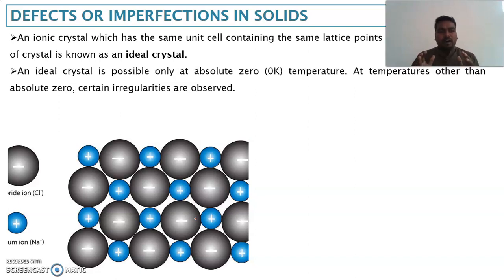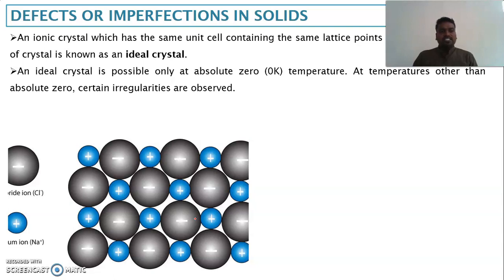The crystal has perfect arrangement when it is at absolute temperature. That means 0 Kelvin is called absolute temperature. At this temperature, they possess perfect arrangement of constituent particles. But the environment around the crystalline substance is not always the same. Sometimes temperature varies, pressure varies, sometimes we apply an external force.